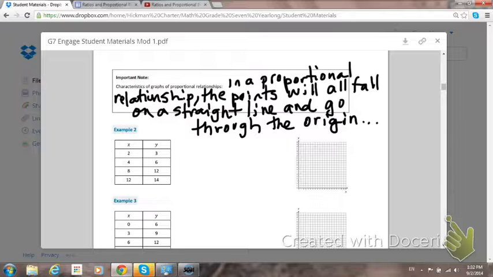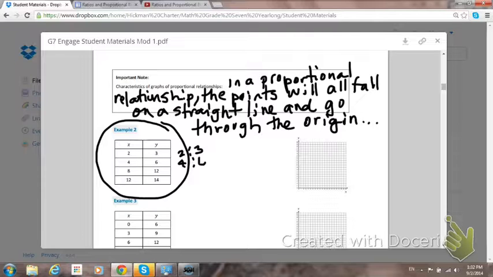We have another few examples here, example 2, example 3. For example 2, I want you to take a look at it and tell me, do they represent quantities that are proportional to each other? We have 2 to 3, looking real familiar. 4 to 6 is the same as 2 to 3, those are equivalent and therefore proportional. 8 to 12, yep.